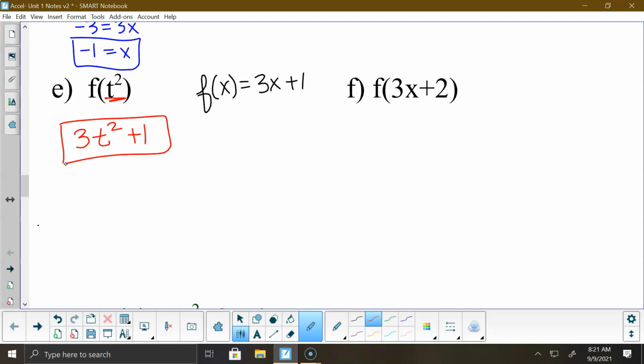All right, if you want to rewrite it, you can. You could leave it like this.